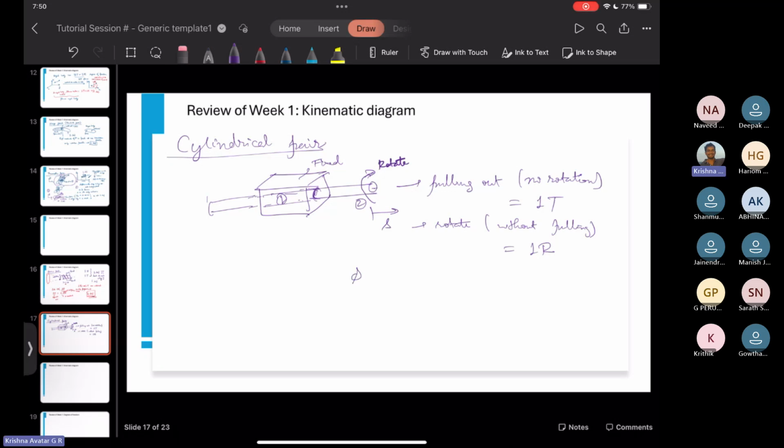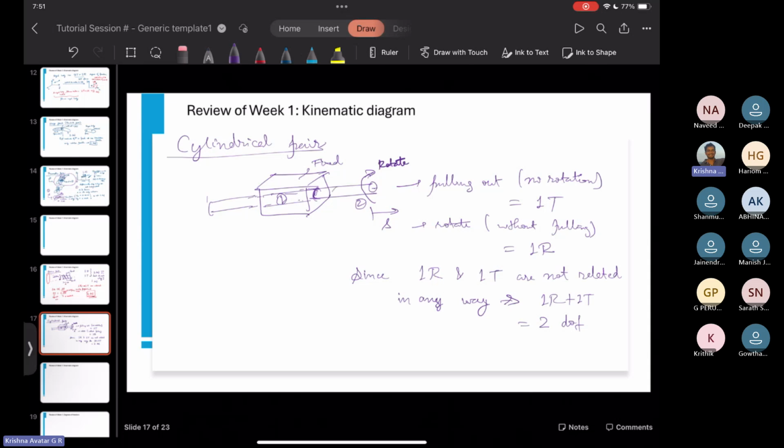So since 1R and 1T are not related in any way, we can have 1R plus 1T. They can be added to give 2 degrees of freedom. So that is the thing with the cylindrical pair.